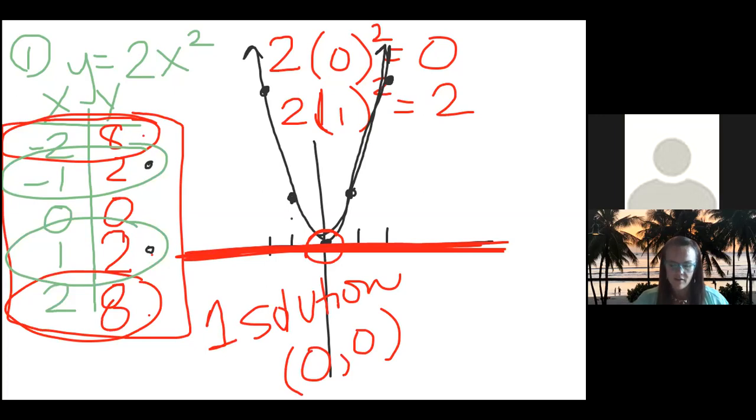All right, now let's try another one. Okay, new piece of paper, here we go. Let's up our ante. Let's try a little more difficult one.